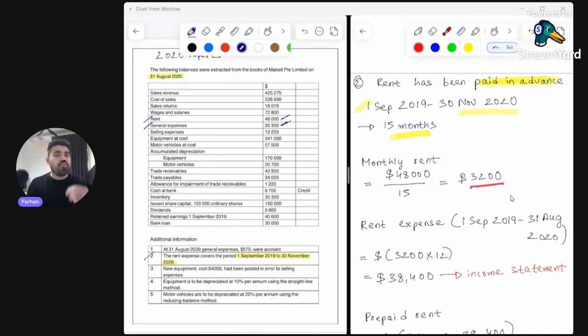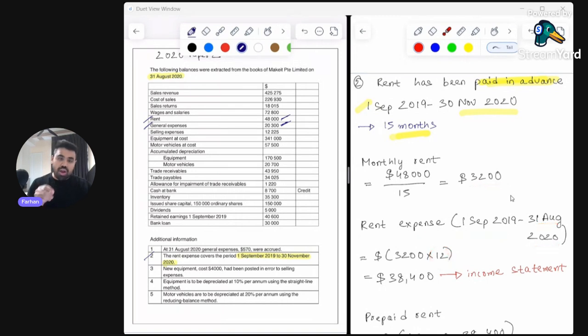Now we understand we are working with a business where the financial year starts on the 1st of September 2019 and ends on 31st of August 2020. So what's the amount of rent expense for this 12 months? In this 12 months, the total amount for rent expense is simply $3,200, which is the monthly rent that we have got, multiplied by 12, which are the 12 months we are talking about.